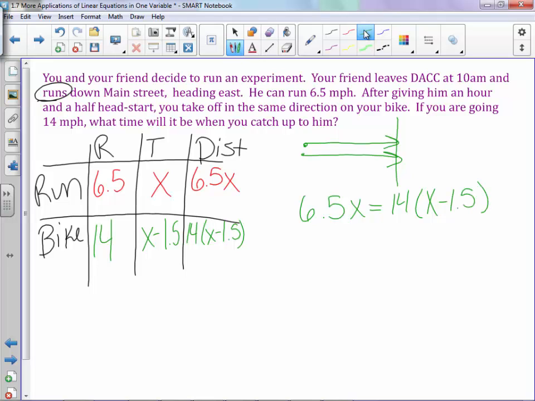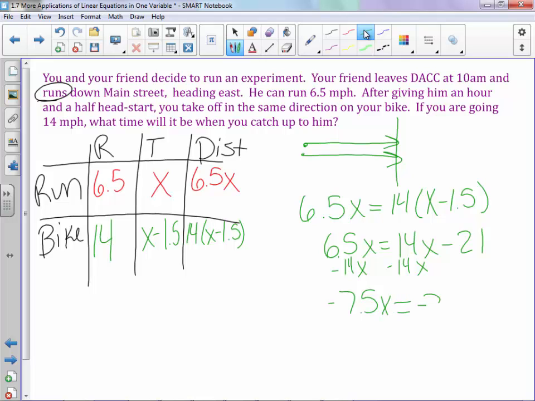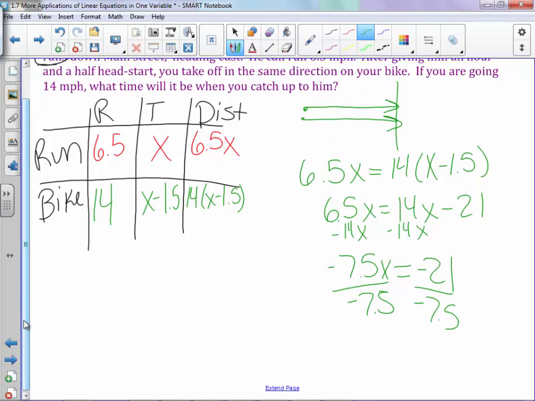On the right, we've got to distribute that 14. So we'll have 14x minus 14 times 1.5 is 21. Combine our x's, so let's subtract this 14x over. We'll get negative 7.5x equals negative 21. Divide by negative 7.5. We'll get x equals 2.8. But we want to know what time it is when they catch up. So this is how long has elapsed.